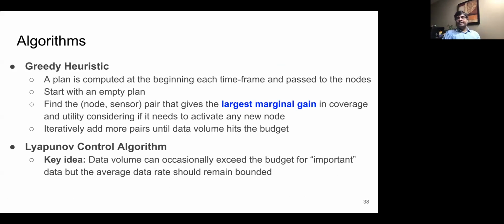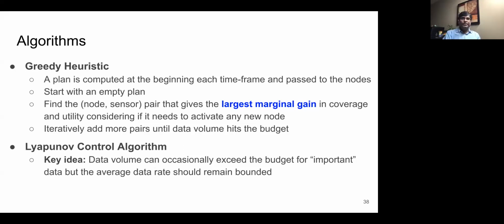It's MIP. So the greedy algorithm works kind of like this. It starts with an empty plan, so nothing is activated. Then it finds a node and sensor pair that gives the largest marginal gain in terms of coverage and utility if it needs to activate any new node. The idea is very simple. Whenever I'm going to activate a new sensor in any new node, I need to check what marginal benefit it gets in terms of utility and coverage. Whoever gives me the best incremental gain, that node will be chosen.